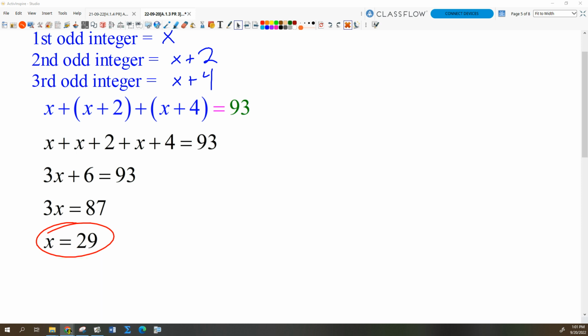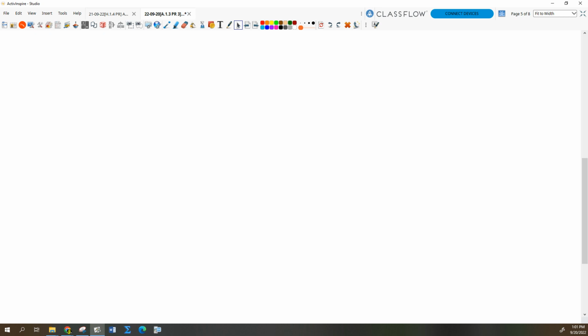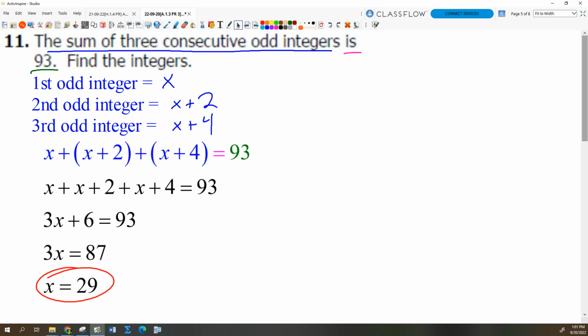Good? Is it? If I just put 27 down for my answer, am I going to be right? No, it says find all the integers. It didn't say find x. It said find the integers. Well, what are the integers then?